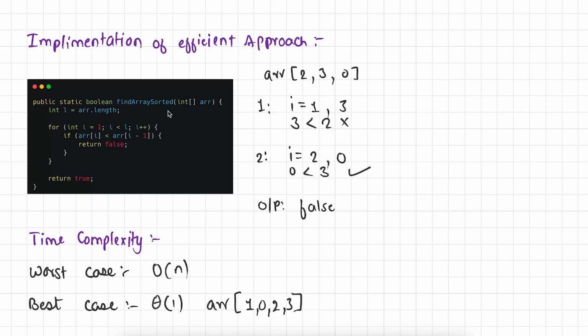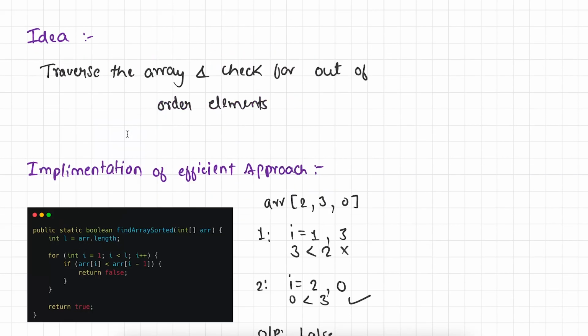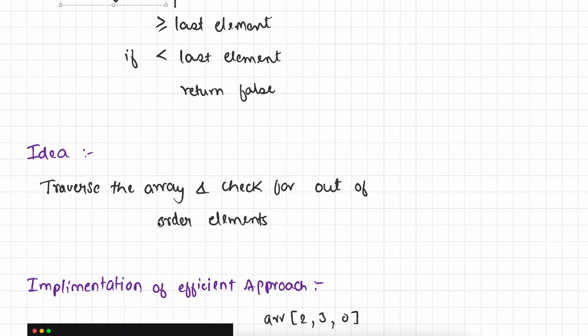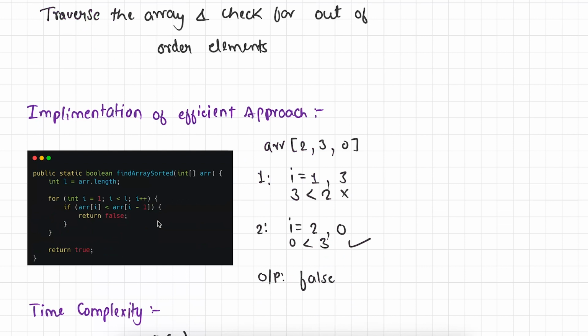This function is taking an array as input, and we are finding the length of the array and storing it in a variable L. And then we are running a loop from 1 to less than or equal to L. Why are we running from 1? Because just now we made an observation that we are assuming all the previous elements are already sorted. So here we are assuming that the 0th element is already sorted. We do not have to check the 0th element, obviously, right?